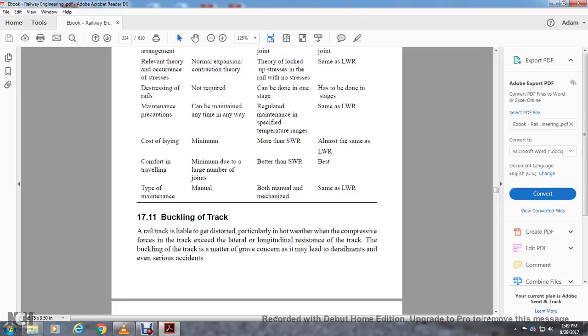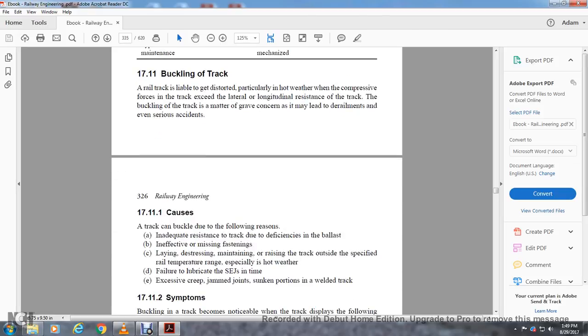17.11 Buckling of the track. Rail track is liable to distort, particularly in hot weather. The compressive force of the rail exerted against the lateral resistance of the track causes buckling of the track, a matter of grave concern, leading to derailment and even serious accidents.